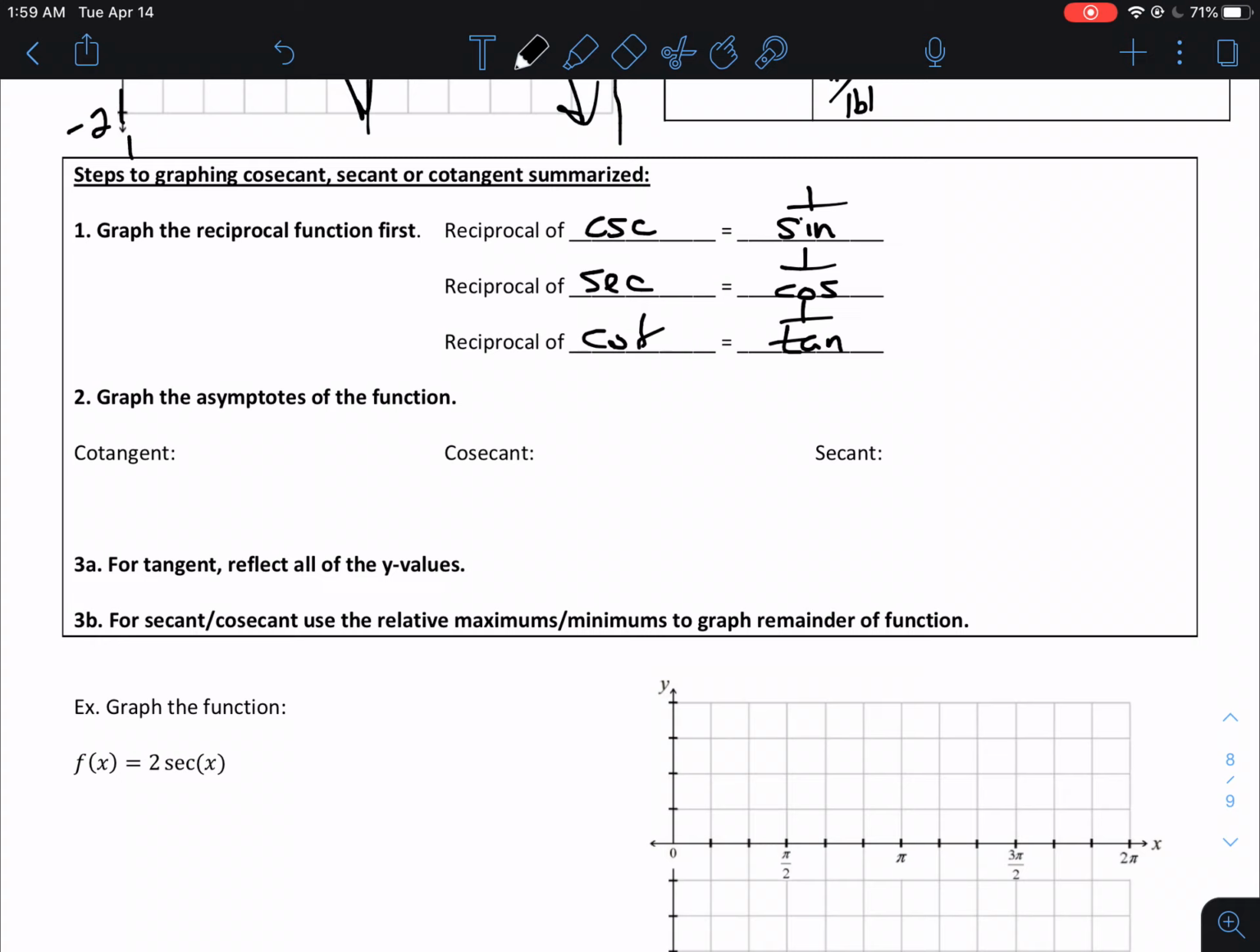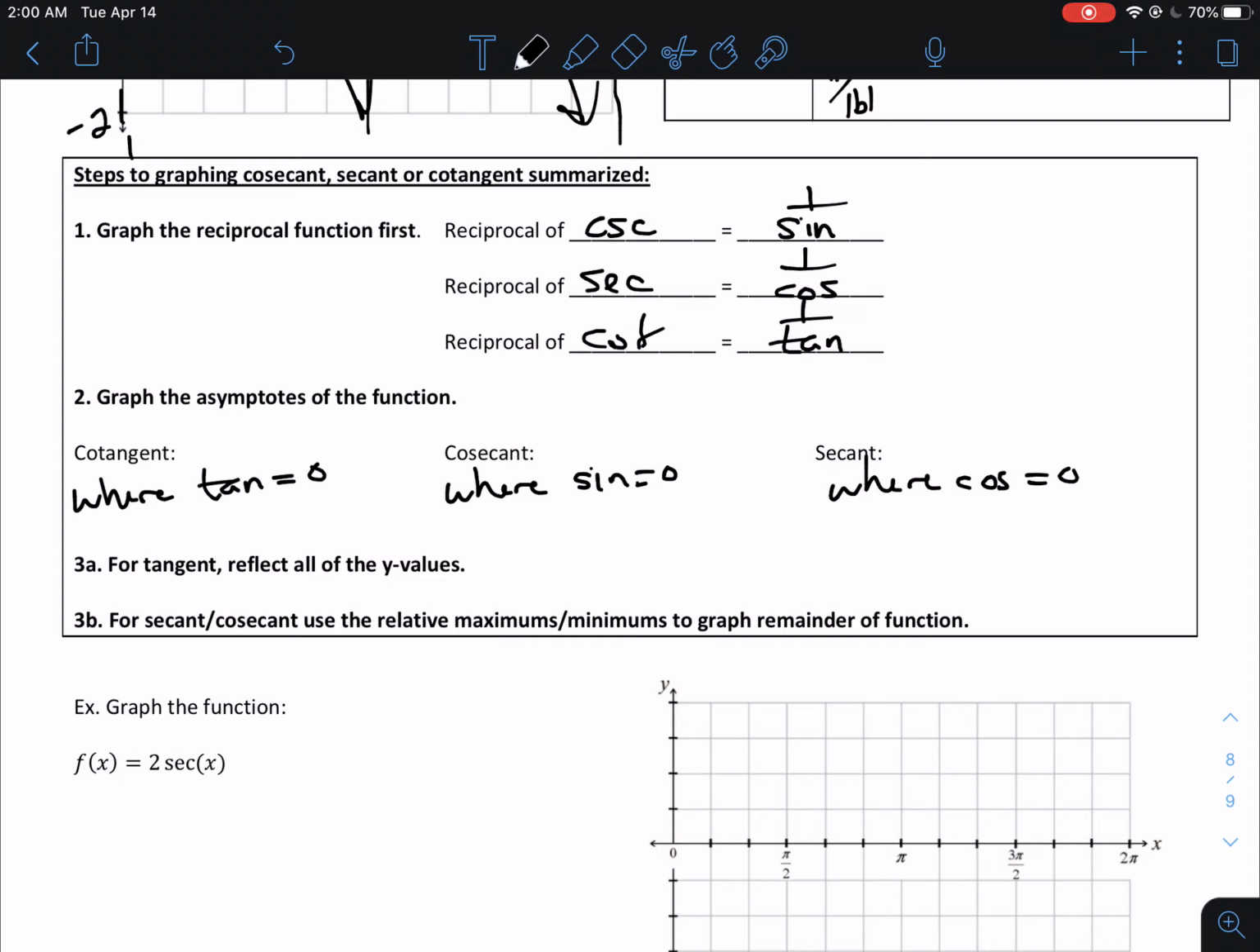The next thing is to graph the asymptotes of your function. So the asymptotes for cotangent are wherever tangent would have been equal to 0. For cosecant, that's wherever your sine values would have been equal to 0. And for secant, that would have been wherever your cosine values are equal to 0.